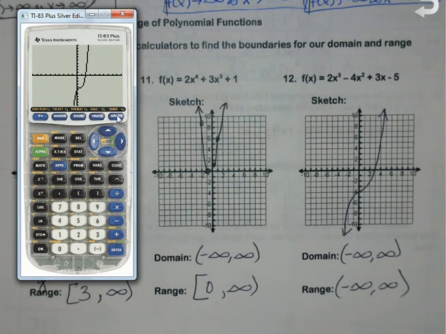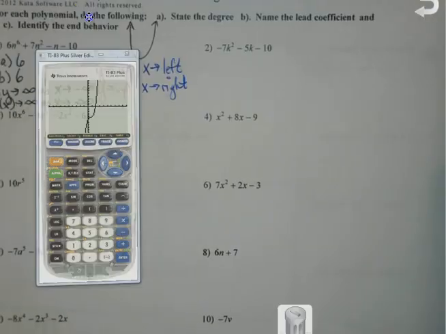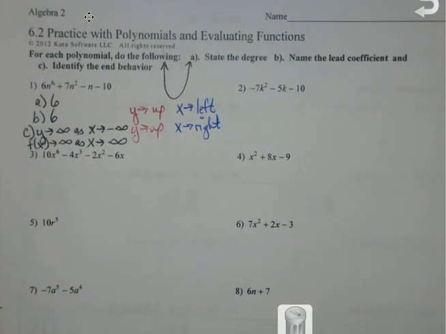So here's our game plan. At least this would be my game plan with about 15 minutes almost to play with here, 10, 15. My plan on the worksheet would be this. For those first 10 questions, you're going to do the degree and the lead coefficient. You don't need a calculator or anything fancy for that. But identify the end behavior.